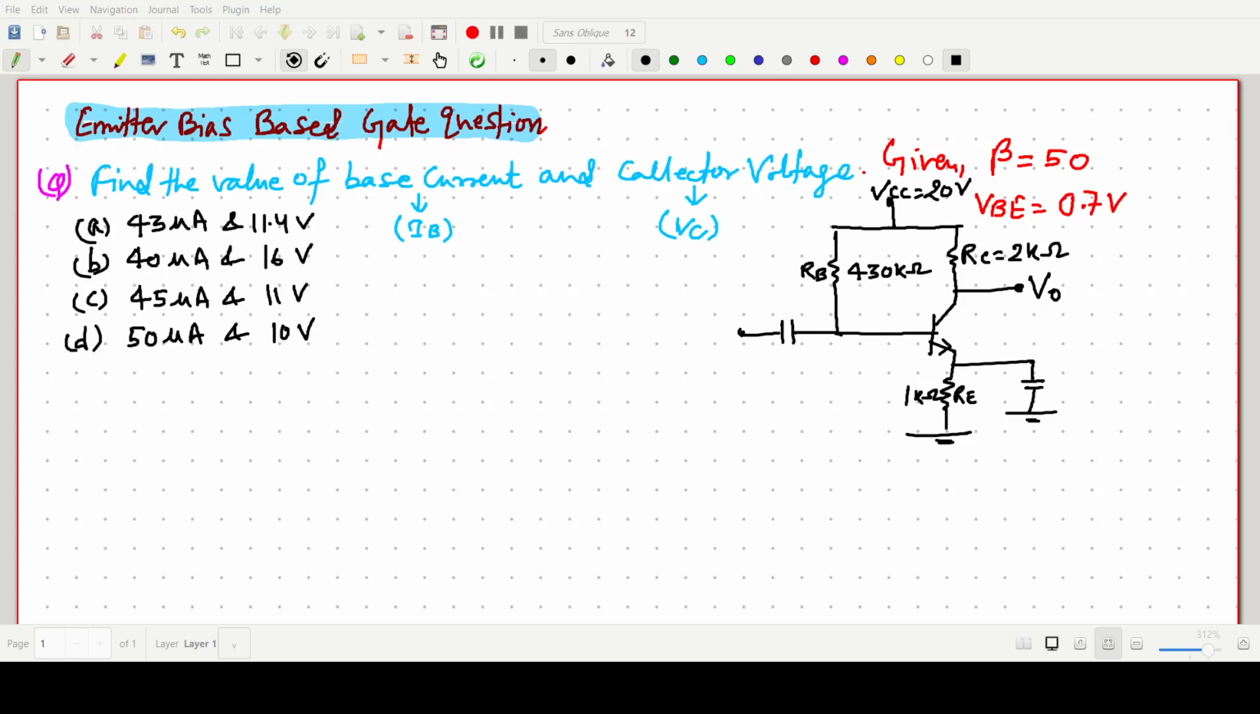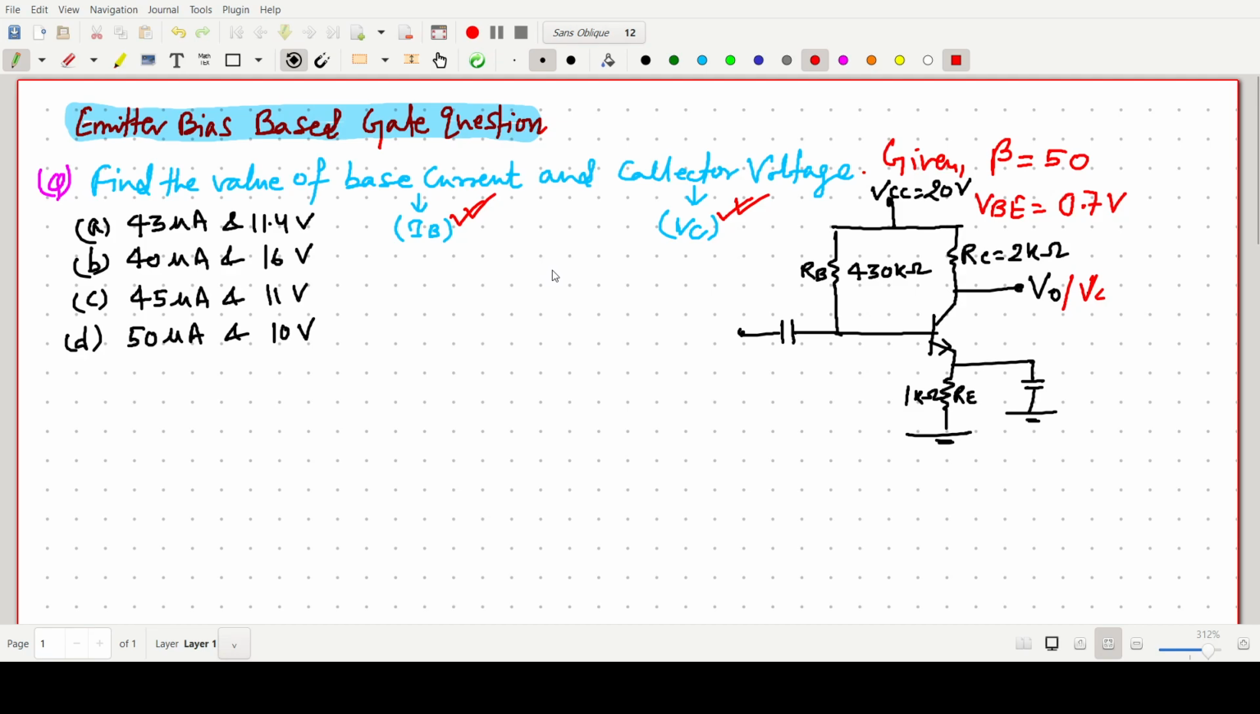Welcome everyone. In this tutorial, we will solve a very simple GATE question, which is based on an emitter bias circuit. In this circuit, we have to find the value of the base current, that is IB, and the collector voltage VC.